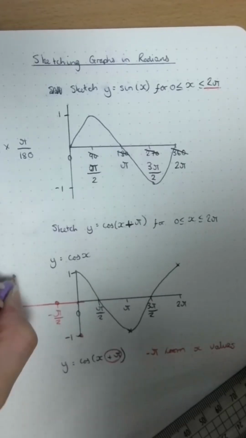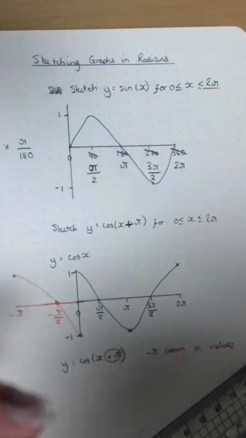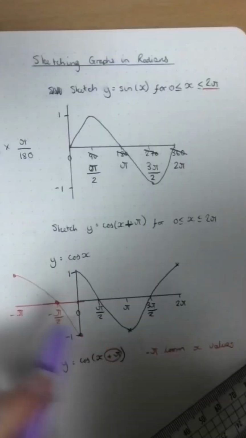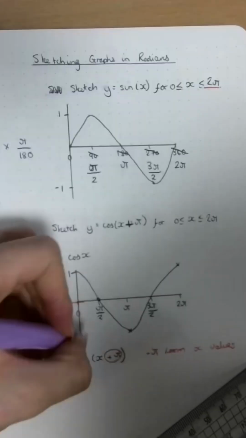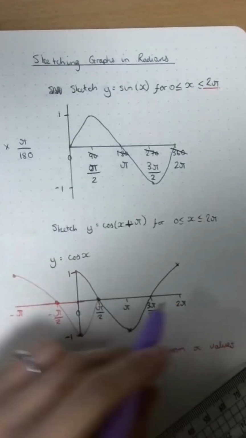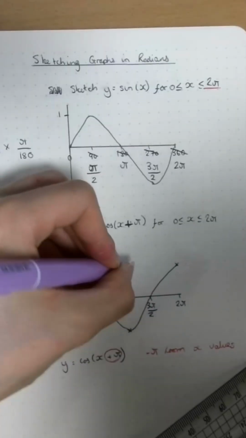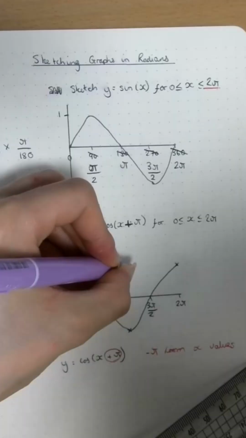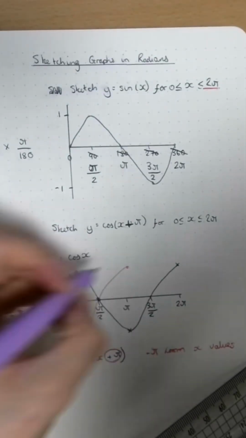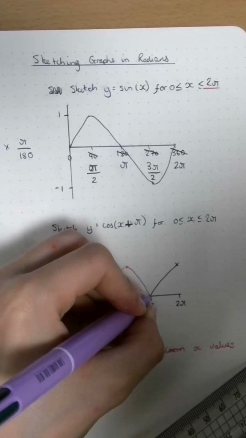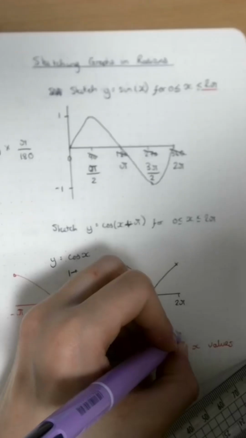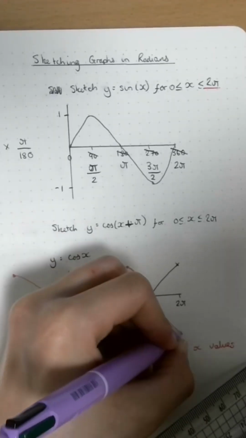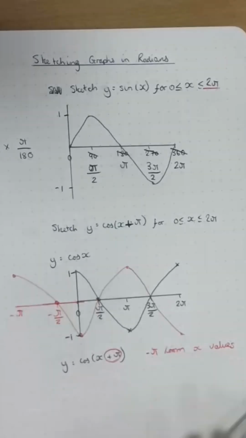So as you can see, once we've drawn one cos wave, we can then just repeat that. 3 pi over 2, the point there is now going to be at pi over 2. And then 2 pi is now going to be at pi. So now we just need to extend that on. We're going to go back down through the axis at 3 pi over 2, and then to minus 1 at 2 pi, like so. And then we can then just sketch that.